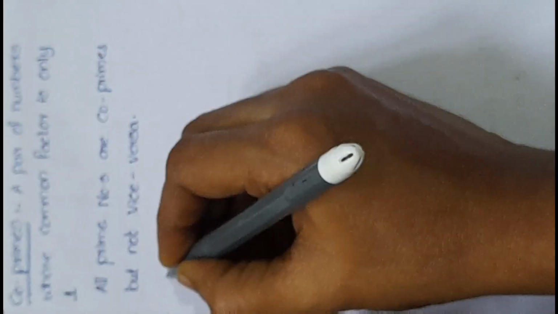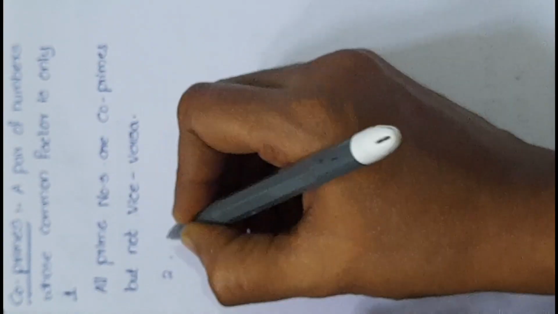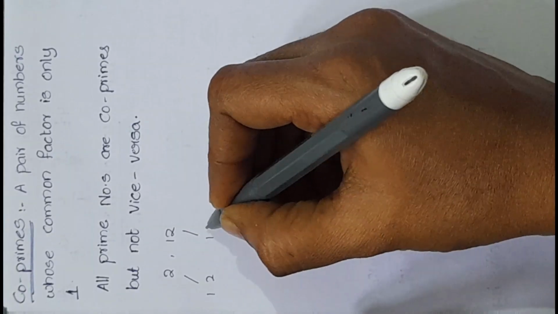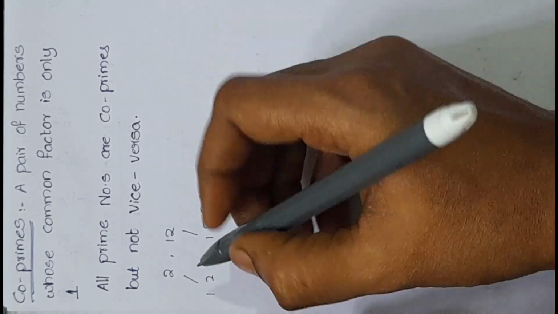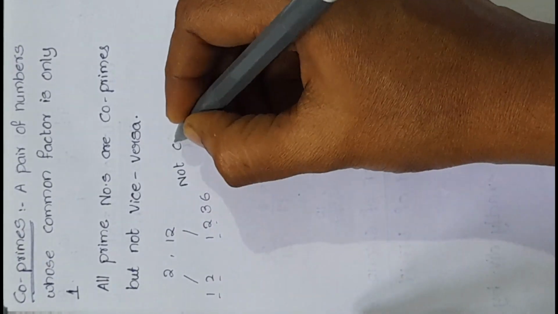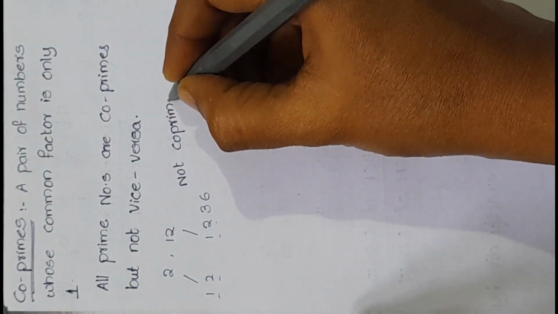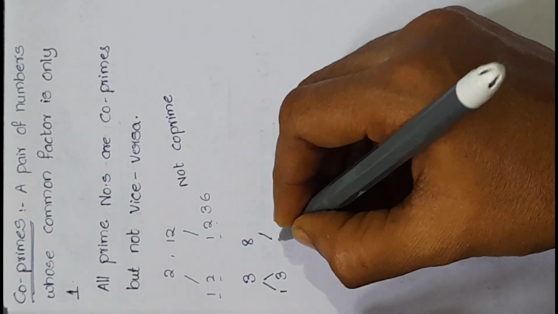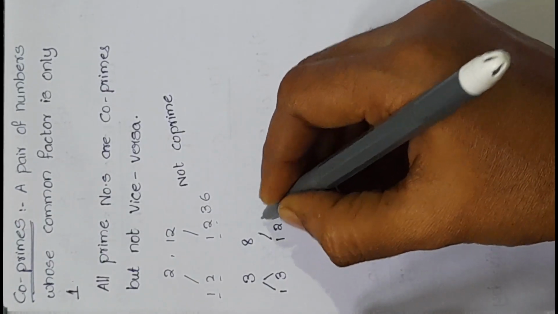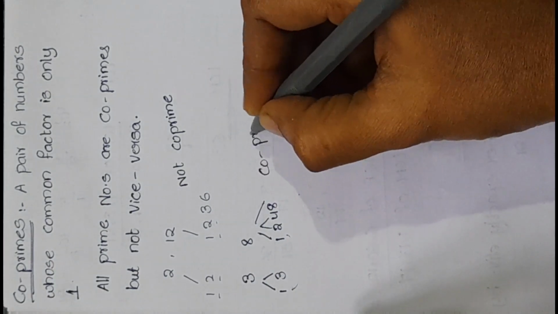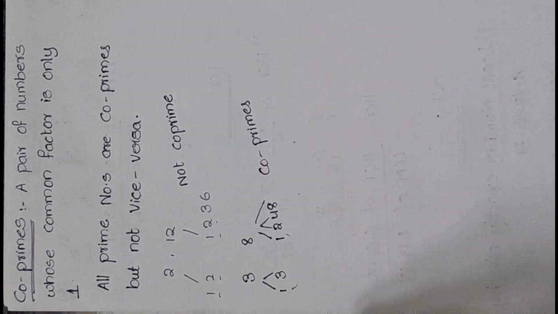Let us see some examples. Let us see 2 and 12. The factors of 2 are 1 and 2. The factors of 12 are 1, 2, 3 and 6. Here 1 and 2 are both common for 2 and 12. So they are not coprimes. Let us see another example: 3 and 8. Here the factors of 3 are 1 and 3. The factors of 8 are 1, 2, 4 and 8. So the common factor is only 1. So 3 and 8 are coprimes.